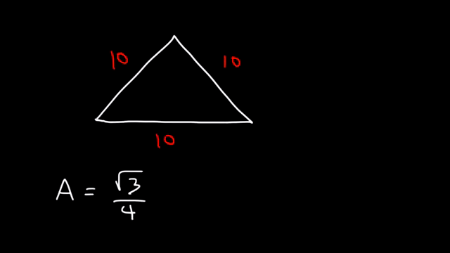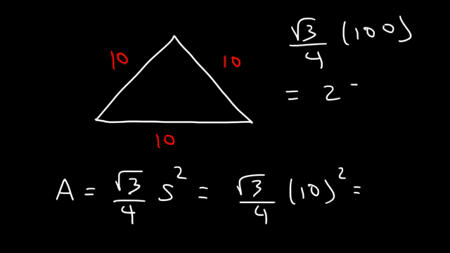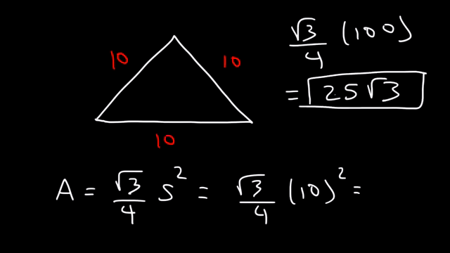Now what if we have an equilateral triangle? Let's say all sides are 10. What is the area of this triangle? For an equilateral triangle, the equation that you need is the square root of 3 over 4 times s squared. So it's root 3 over 4 times 10 squared. 10 squared is 100, and 100 divided by 4 is 25. So it's 25 root 3. That's how you could find the area of an equilateral triangle.